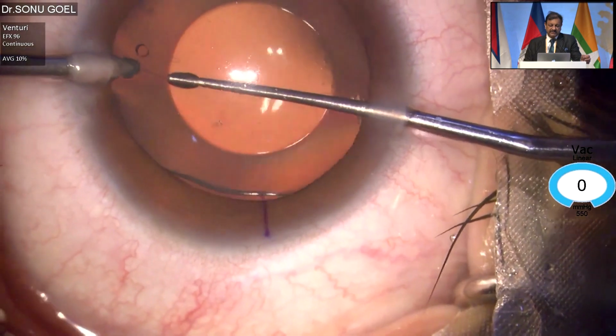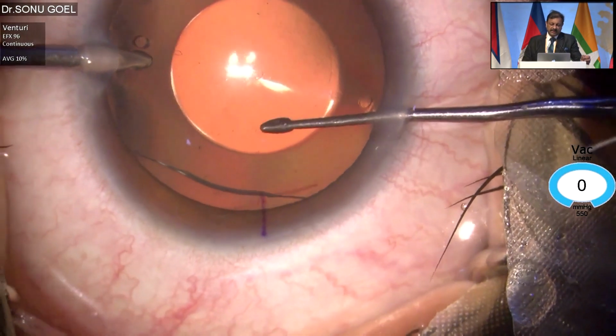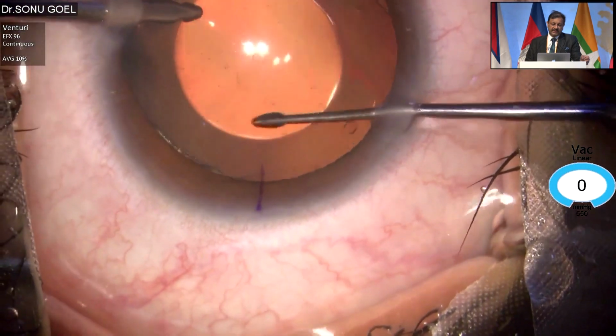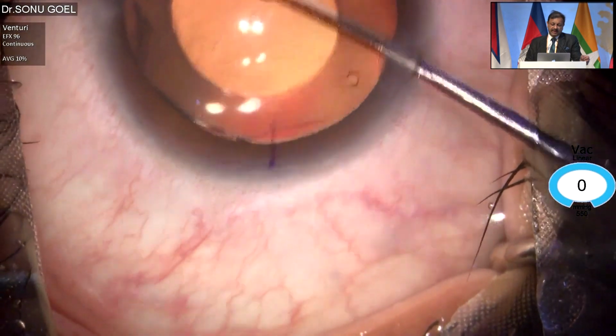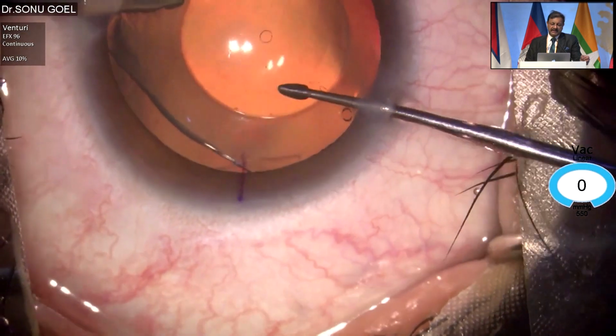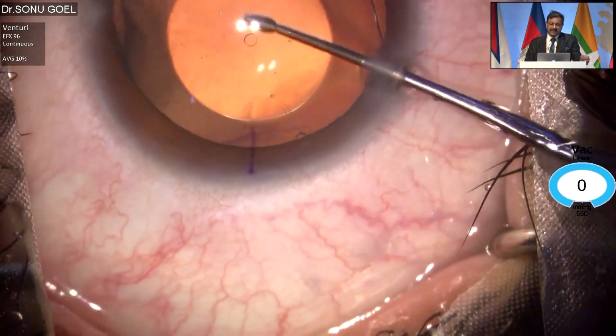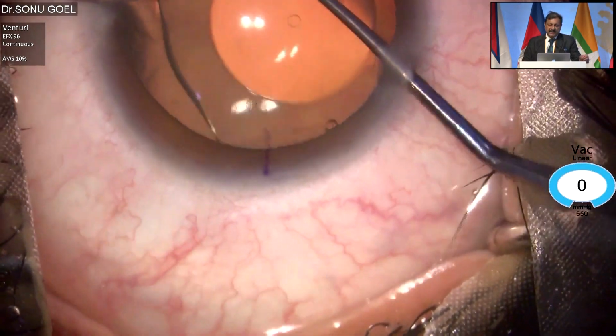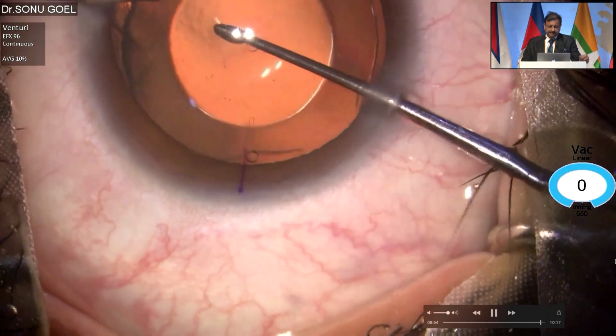So this is one such patient who came to us after 2 years and had almost 90 degrees of rotation but could not settle, so we had to do a one size up for this patient.